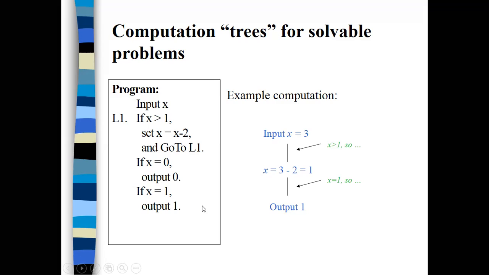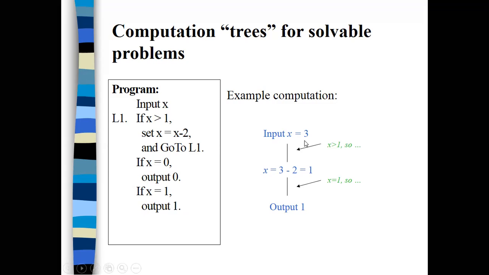So here, if x is equal to 1, we have to show output 1, and if x is equal to 0, then the output is equal to 0. So in two steps we just solved it. We give the input x is equal to 3, and since x is greater than 1, we subtract 2 from x.